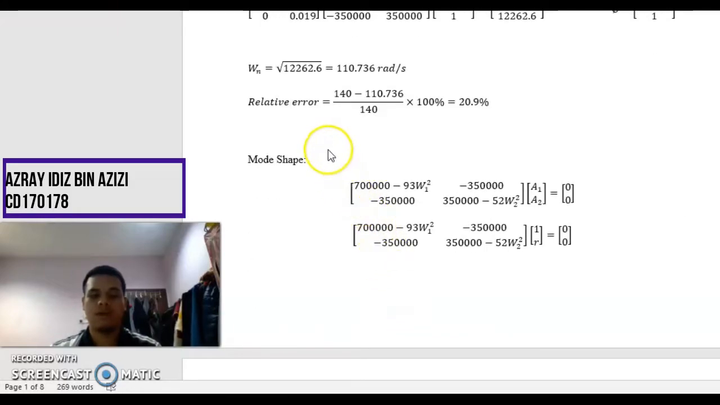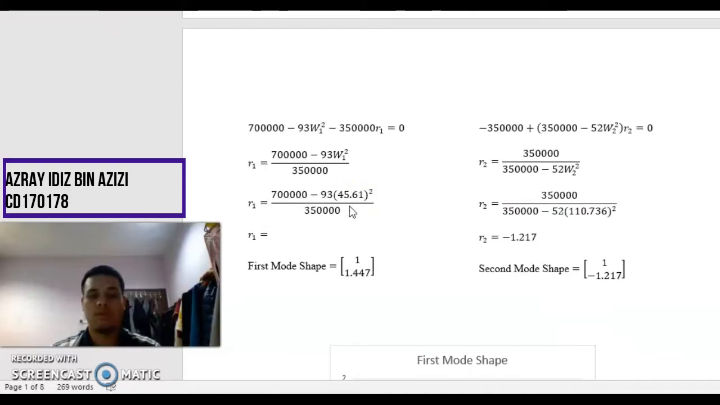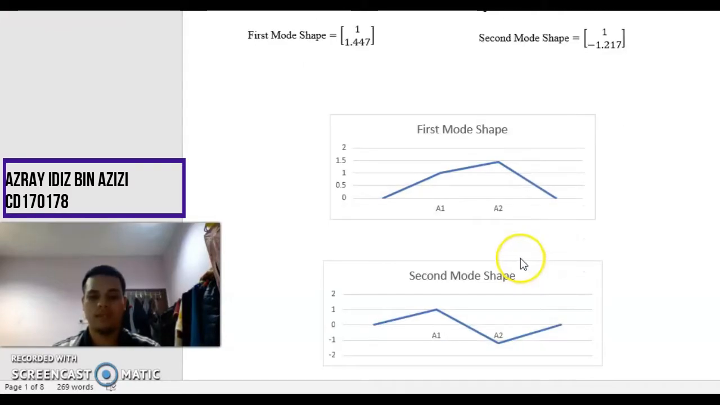And now I go for the calculation for the mode shape. For the first mode shape, I got the value 1 and 1.447, and the second mode shape is 1 and negative 0.217. And here is the graph for the first and second mode shape.